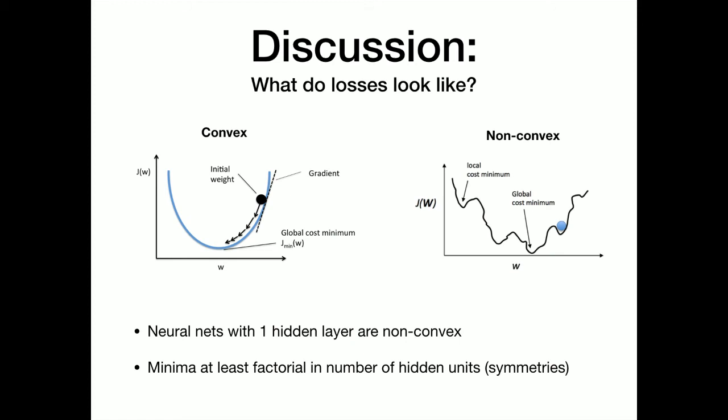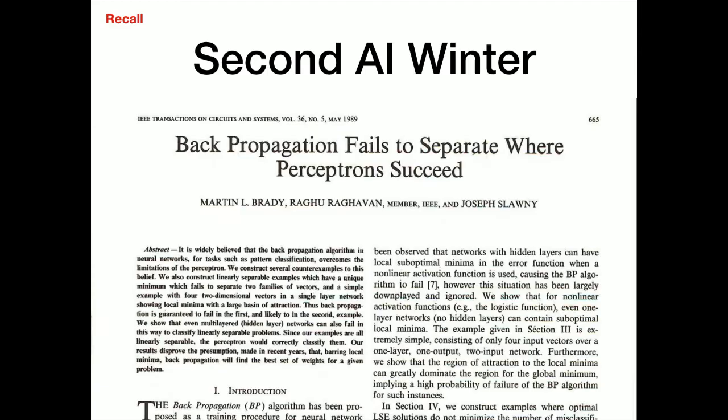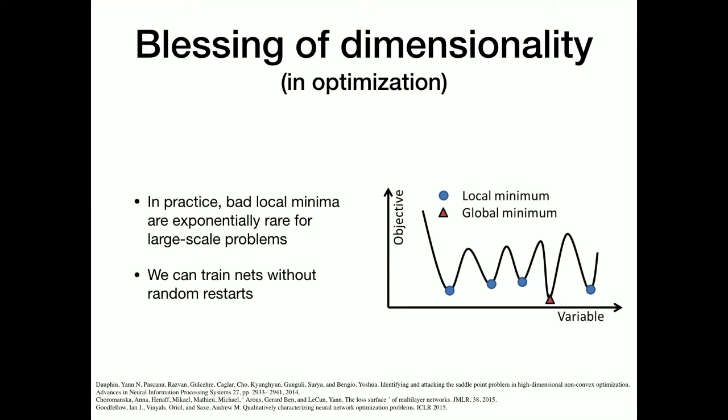But in around 2014, I measured some of these ideas. And it turns out that there's what we call a blessing of dimensionality. Usually dimensionality is horrible because we only think in three dimensions and we have really bad intuition for it, so we usually fear dimensionality. But in optimization, it turns out it's great, because bad local minima turn out to be exponentially rare for really, really large scale problems. So problems like a billion parameters.